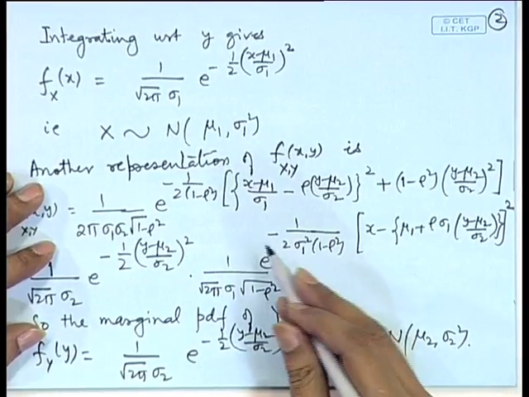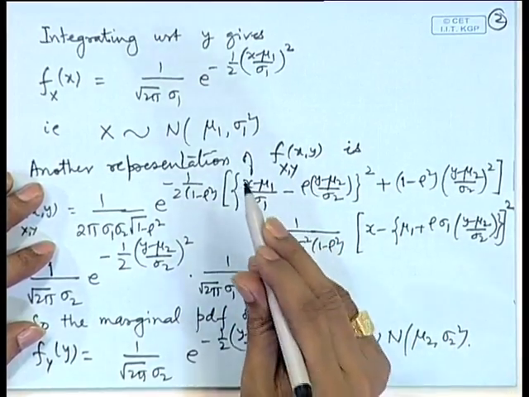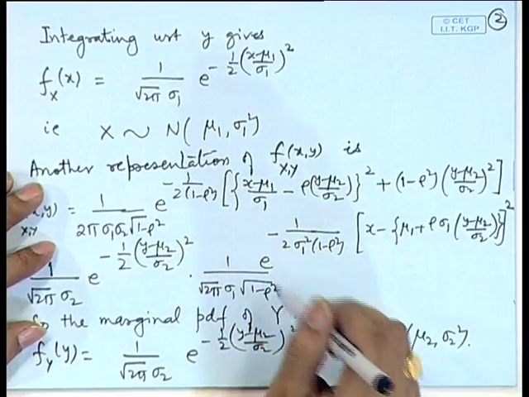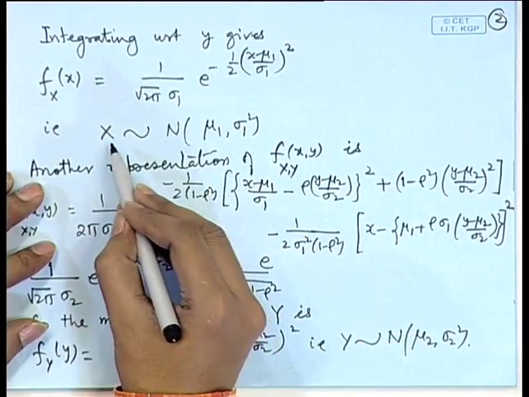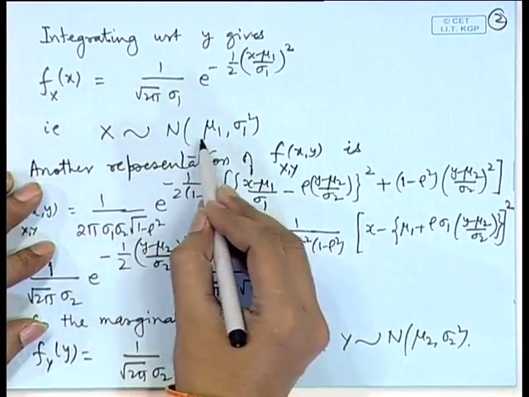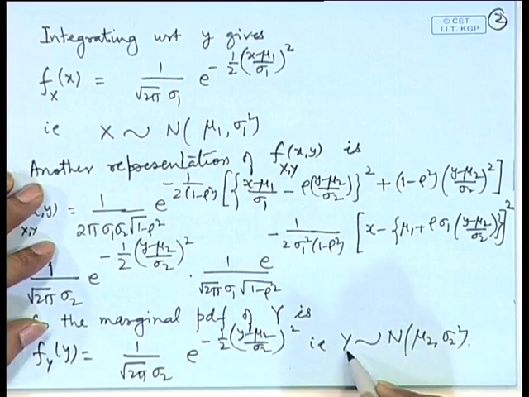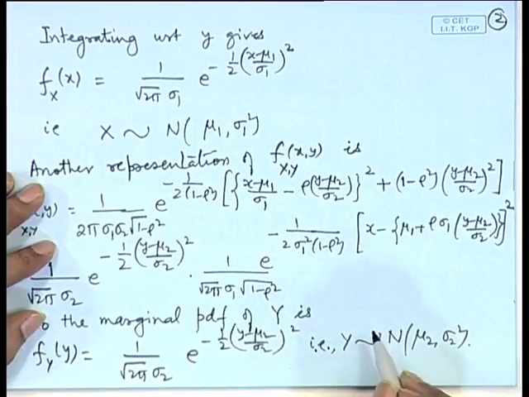So, we come across this interesting phenomenon that if x, y follow a joint bivariate normal distribution, then the marginal distribution of x is normal (mu 1, sigma 1 square) and the marginal distribution of y is normal (mu 2, sigma 2 square). That means, given a joint bivariate normal distribution, the marginal distributions are univariate normal.